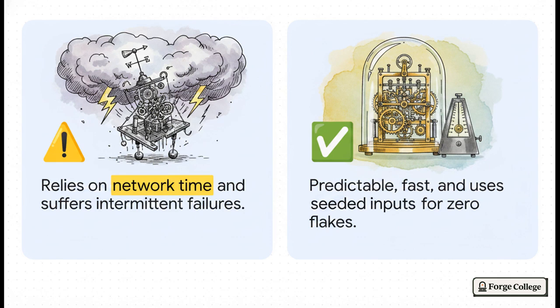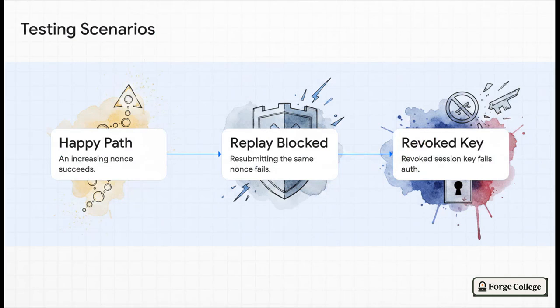We don't want those. We are pushing hard for fast, deterministic testing, tests that are predictable, use seeded inputs, and execute in milliseconds without calling out to any external networks. So to prove your delegated flows are structurally sound under attack, your deterministic suite needs to cover 3 mandatory scenarios.